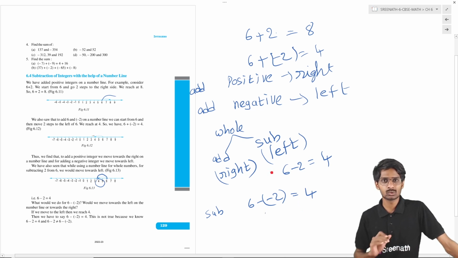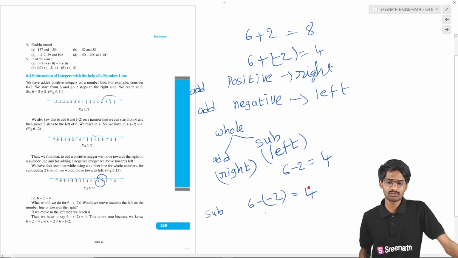But this will not make good sense. Why? Because 6 minus 2 is 4. Then how can 6 minus of minus 2 be 4? So this is not the correct answer. So moving left is not correct. Then where do we have to move? We have to move right side. So then you will get the answer of 8.